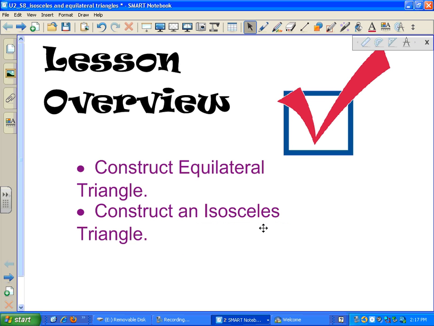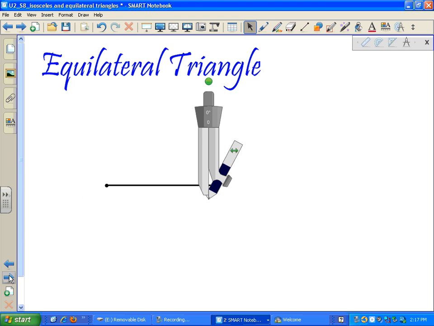Okay, in this video, we're going to learn how to construct equilateral triangles and isosceles triangles so we can look at some of the properties. So let's go ahead and begin. You're going to need your compass for this and your straight edge. All right, so we're going to construct an equilateral triangle.